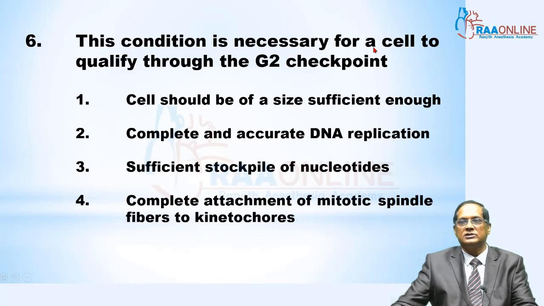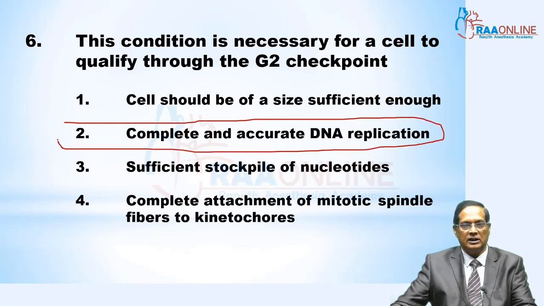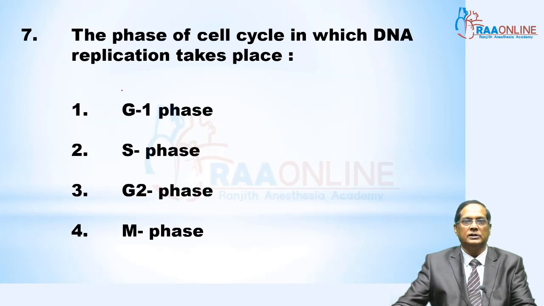This condition is necessary to qualify through the G2 checkpoint: cells should be sufficient in size and complete accurate DNA replication. This is right. The second one is right, because only if DNA replication is in proper manner can the cell enter the M phase.